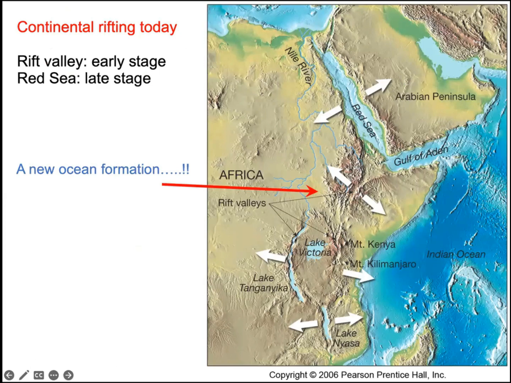So what is happening here is the new ocean formation. And you can see the Red Sea here. And Red Sea means there is an already formed ocean, already formed sea. That means it's a forming ocean, becoming an ocean because of this rifting. So it's a little bit older than this rift zone.